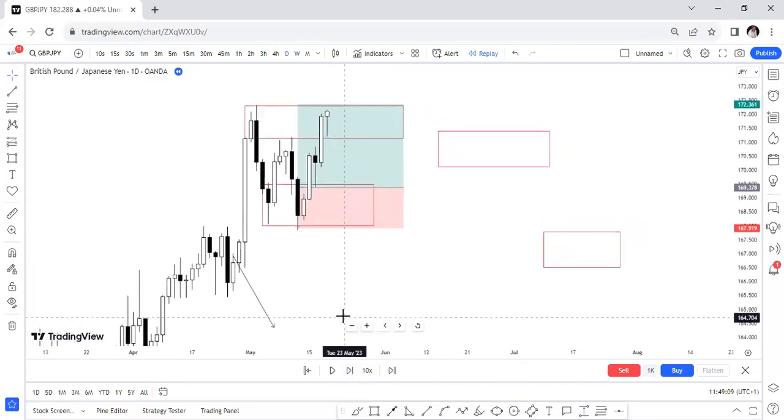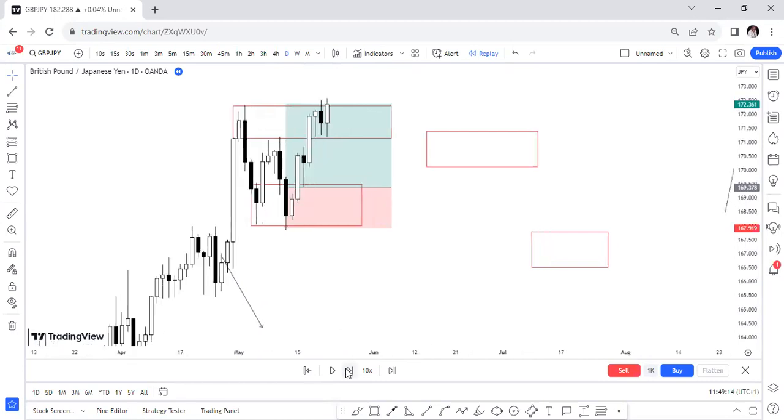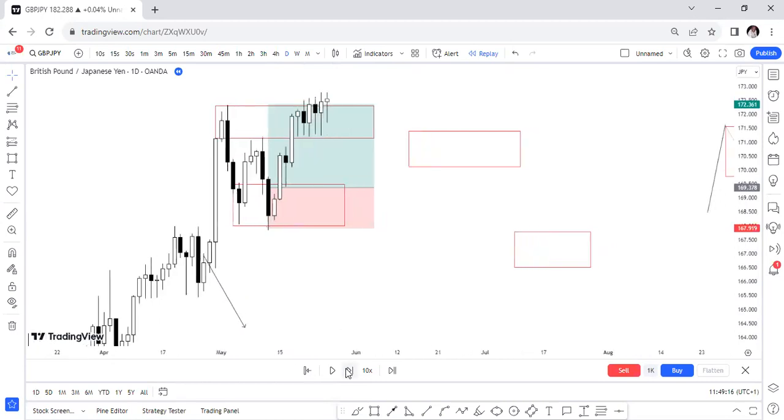So it does not break. It does not close below the low. As long as it does not close below the low, we have our trade intact. And you see that we meet your first target, it is taken out.